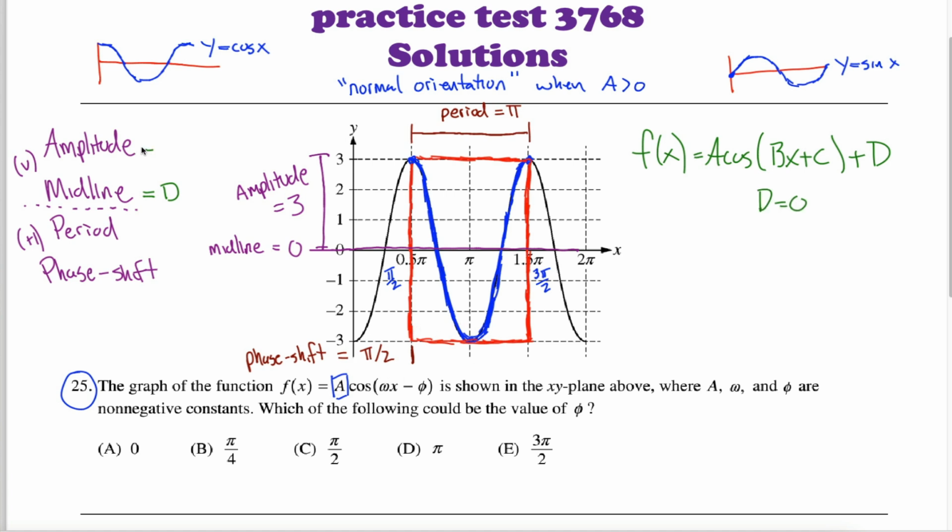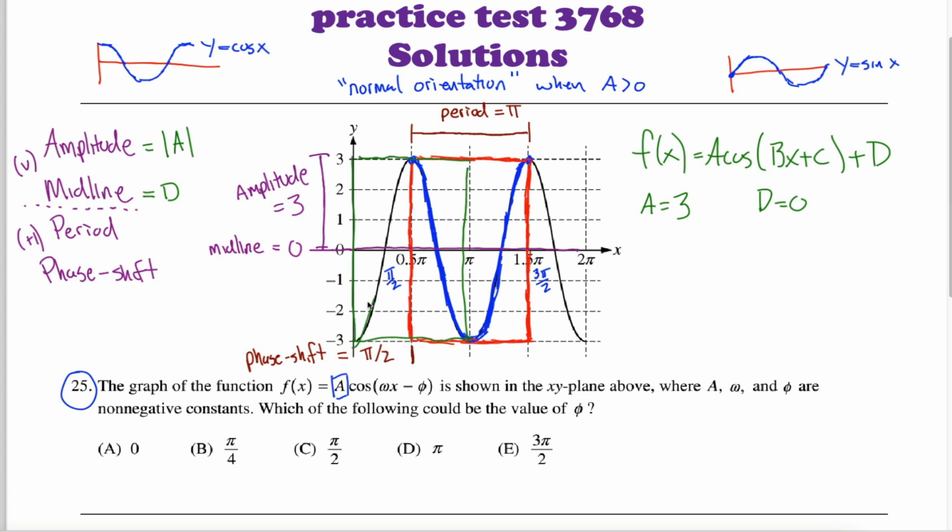The amplitude, you might be thinking that that's A. It's not A, it's the absolute value of A. So the fact that the amplitude is 3 does not tell me A is 3. It tells me that A is either 3 or -3. We get to choose whether we want A to be +3 or -3 based on the orientation that we're using. If we have this normal orientation like you see pictured right here, then A is positive, so A is equal to 3.